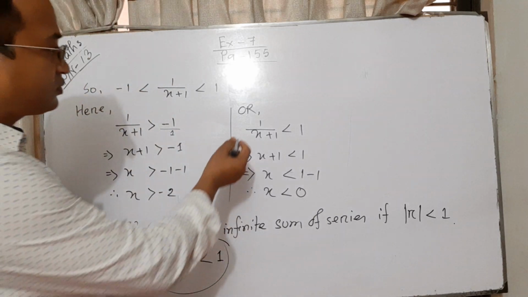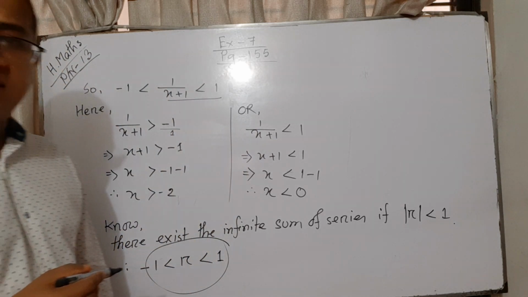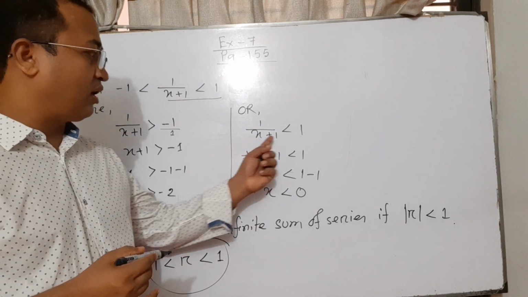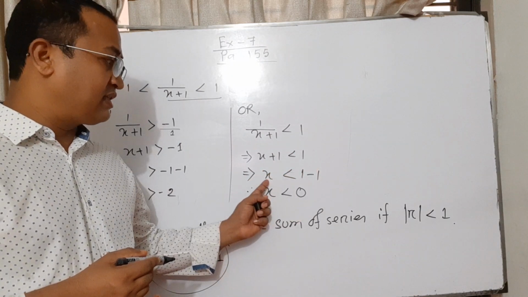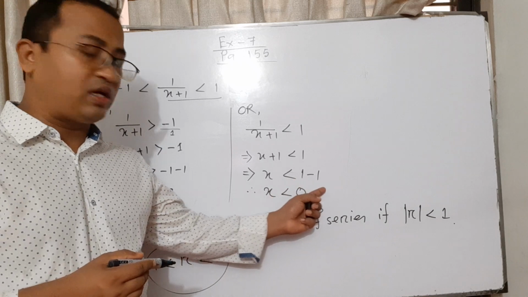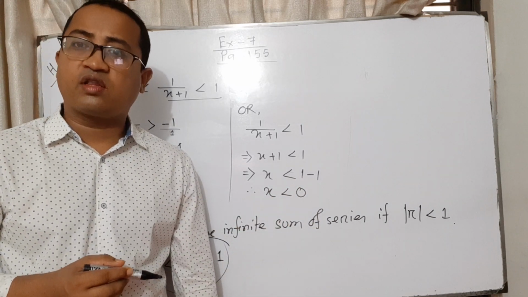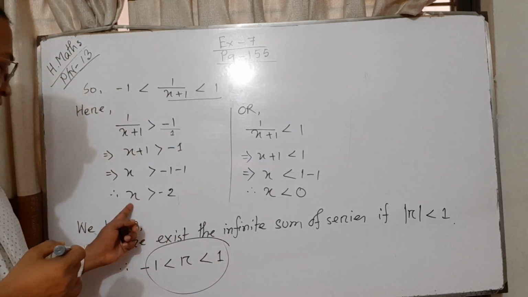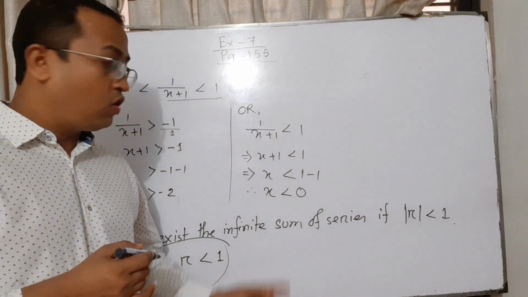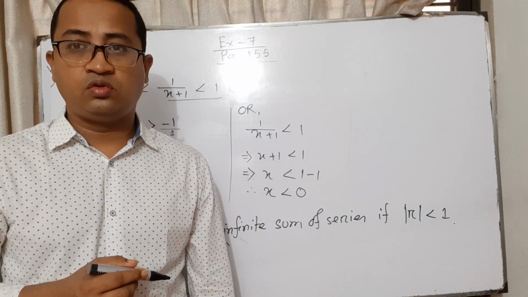Or the second condition, 1 by (x plus 1) is less than 1. That is x plus 1 is less than 1. That is x is less than 1 minus 1. That is x is less than 0. So the condition for the sum of this infinite series is that x should be greater than minus 2 or x should be less than 0.